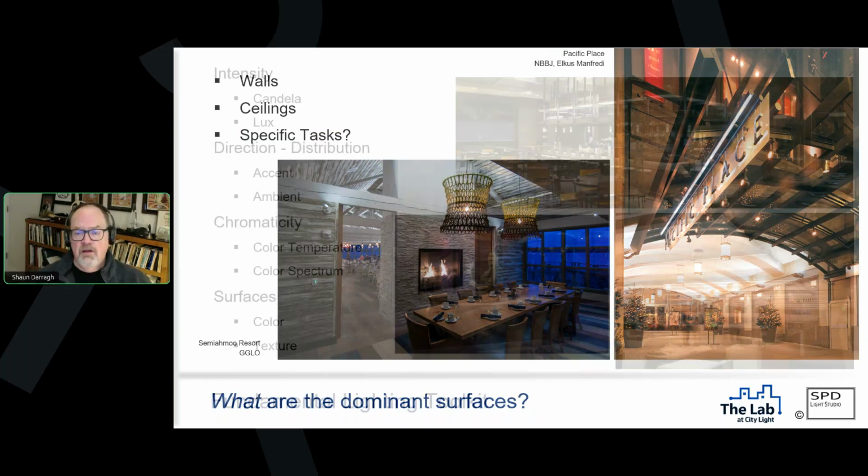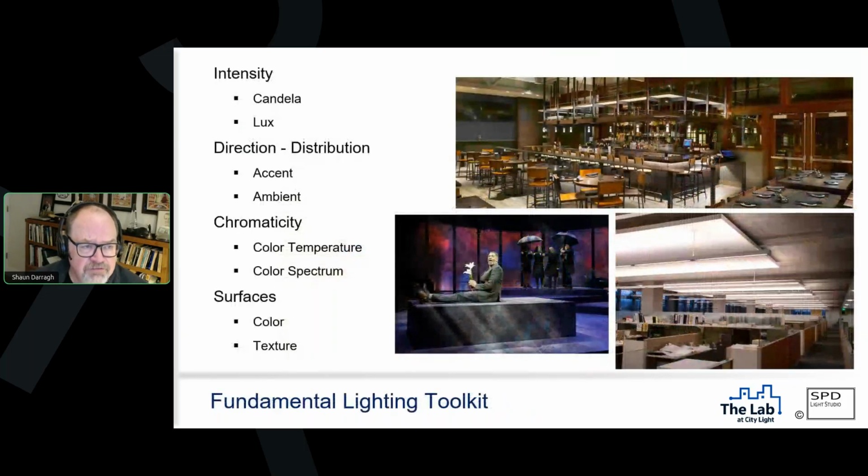Lighting surfaces. So we have a fundamental toolkit, right, within the lighting world. And there are 4 dominant variables that we get to play with. The intensity, that's how much light do we have? How many lumens and what direction, right? What kind of light are we pushing somewhere? The distribution, that means where it's coming from and where it's going.